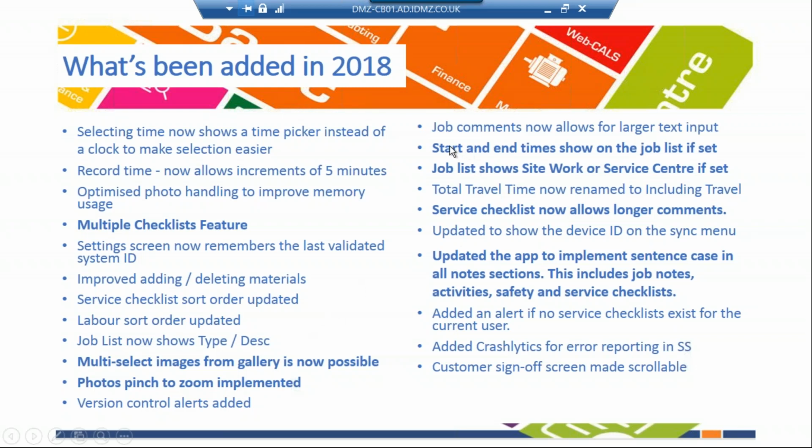If you're using labour scheduling, you will now see the start and end times on the job list. When you look at your job list on the device, it will show you when you're expected to be there and finish. And we've also now got Site Work and Service Centre in that list, so you can see whether you're on site or off site.